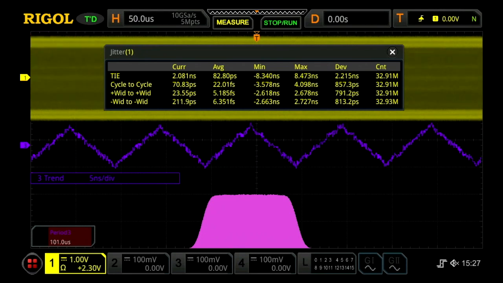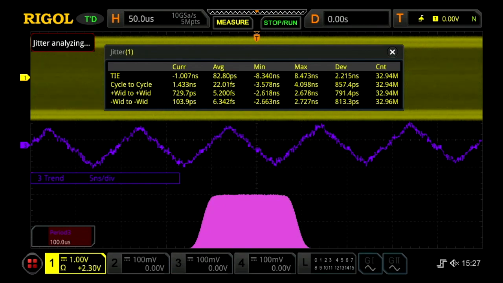The trend, period, and distribution are excellent visual debug tools designed to help engineers quickly find the root cause of their jitter issues.